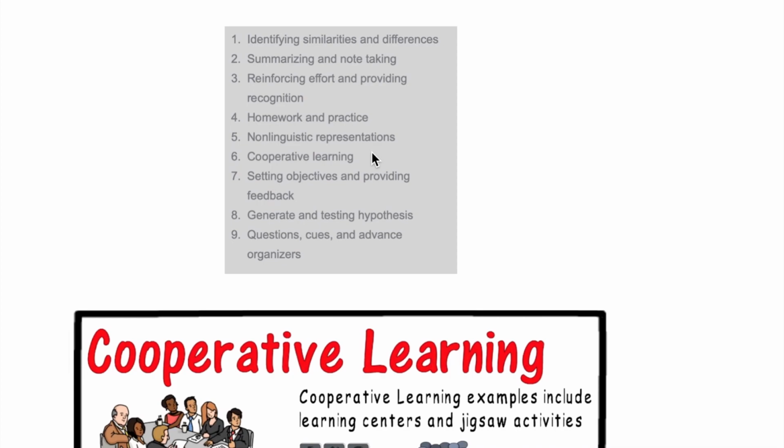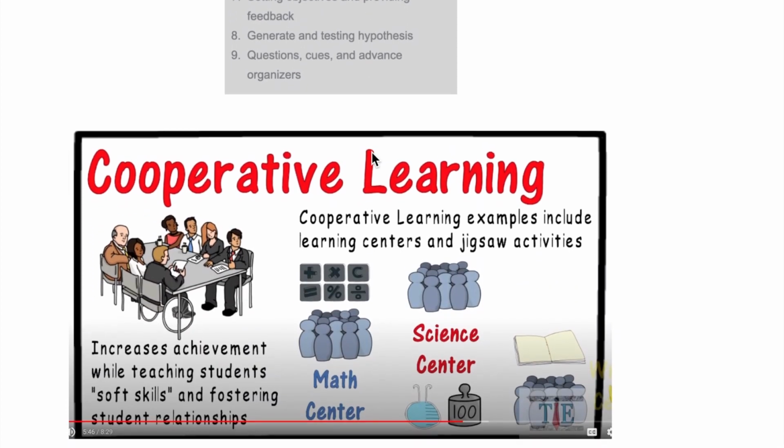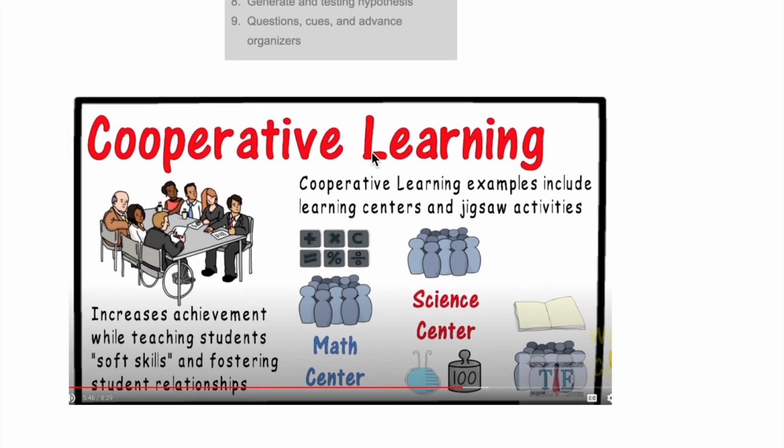From the word cooperative learning, maybe you can deduce that cooperative learning is about collaboration, about students working together to learn something new. And that's pretty much it. Cooperative learning is created to make people work together in solving problems, and by doing so, they are learning from it. According to Marzano, cooperative learning increases achievement while teaching students soft skills and fostering students' relationships. We're going to talk more on this later in a bit.